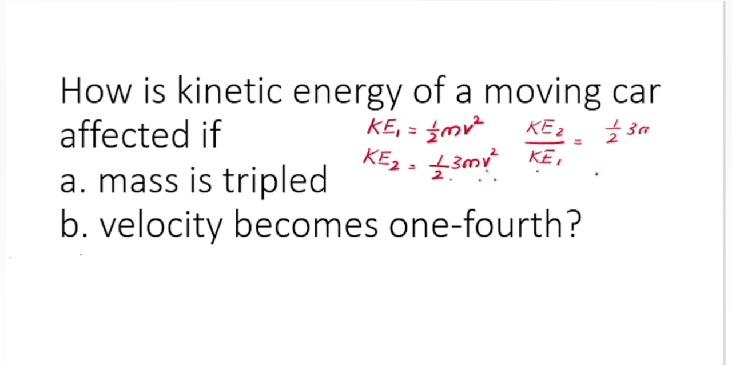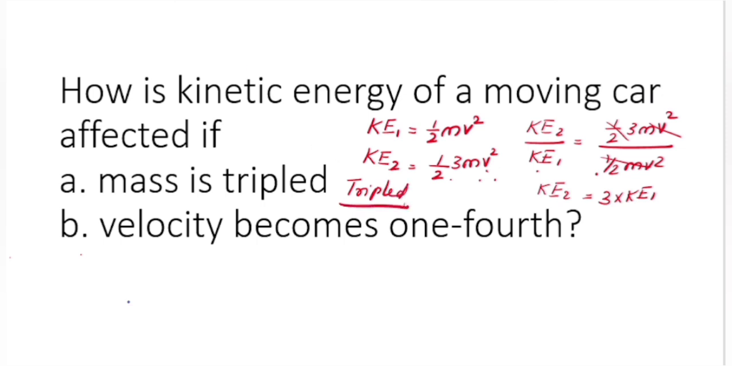Now we find the ratio between the second case and the first case: half 3m v square upon half mv square. Half mv square is the common factor. So KE2, the second kinetic energy, is equal to 3 times that of the first kinetic energy. So kinetic energy also tripled.